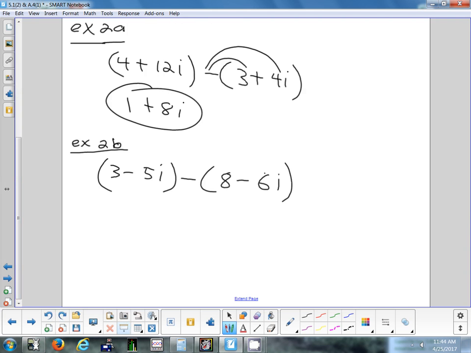Okay, let's try this one. So 3 minus 5i, that's your first number. And then you're going to subtract 8 minus 6i. Now, all the rules you know about subtracting with regular numbers, they still apply here. So keep that in mind.